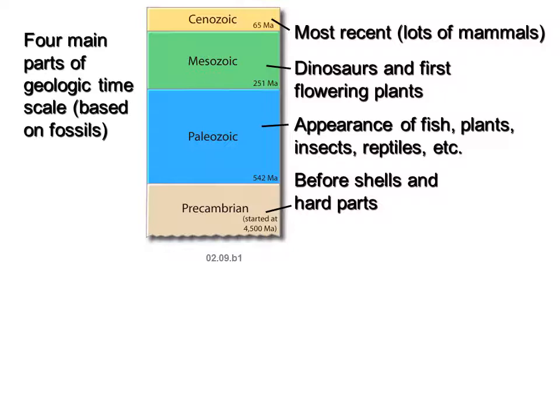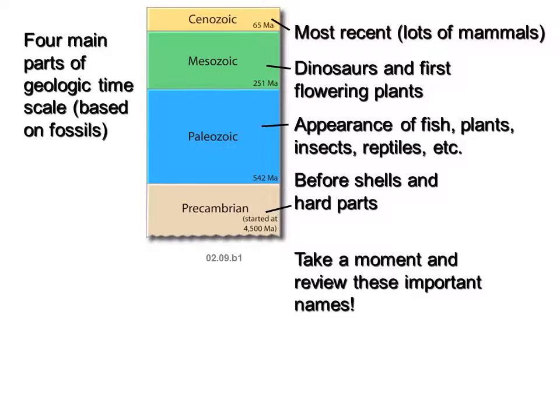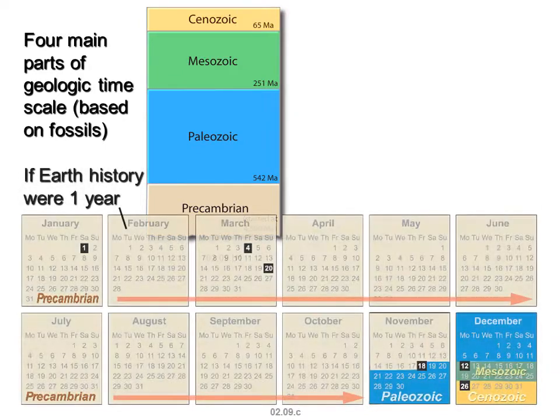So another way to look at this, because it's hard to think in billions and millions, if we put it on a time scale we're familiar with, it's a lot easier to look at. So we were going to put this on a 1 year calendar. So we start out at January 1.